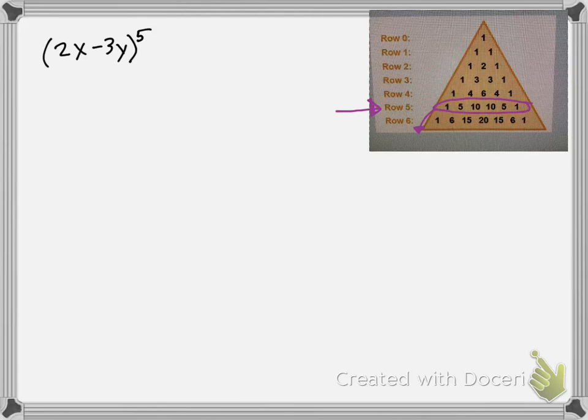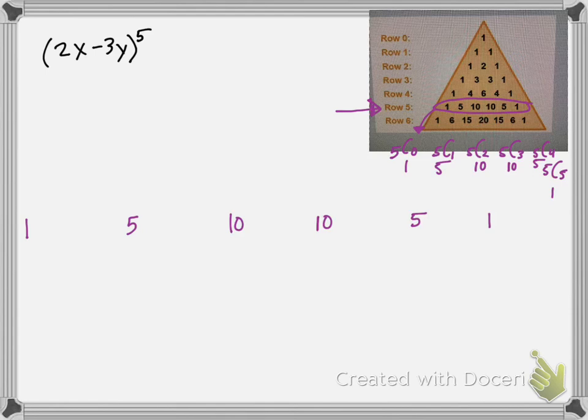Since we're on row 5, it starts at 5 choose 0, 5 choose 1, 5 choose 2, 5 choose 3, 5 choose 4, and 5 choose 5. And if you type these into the Desmos calculator like we looked at, you'll get 1, 5, 10, 10, 5, 1. So let's spread those out. 1, 5, 10, 10, 5, 1.